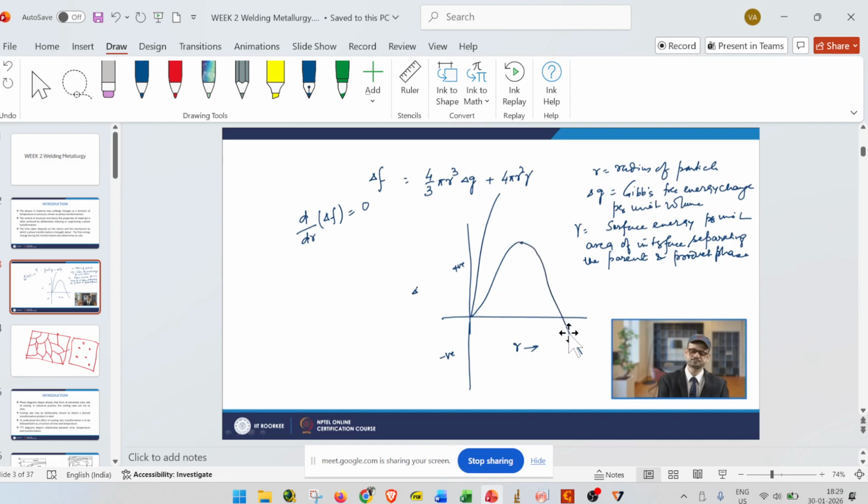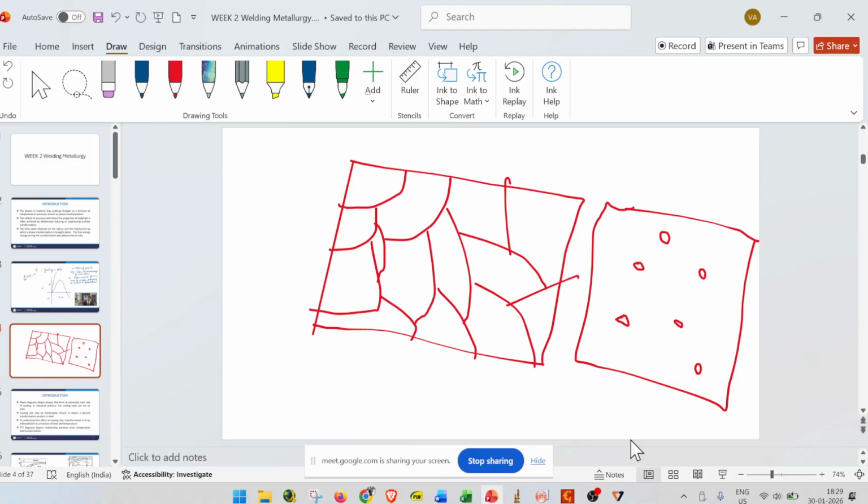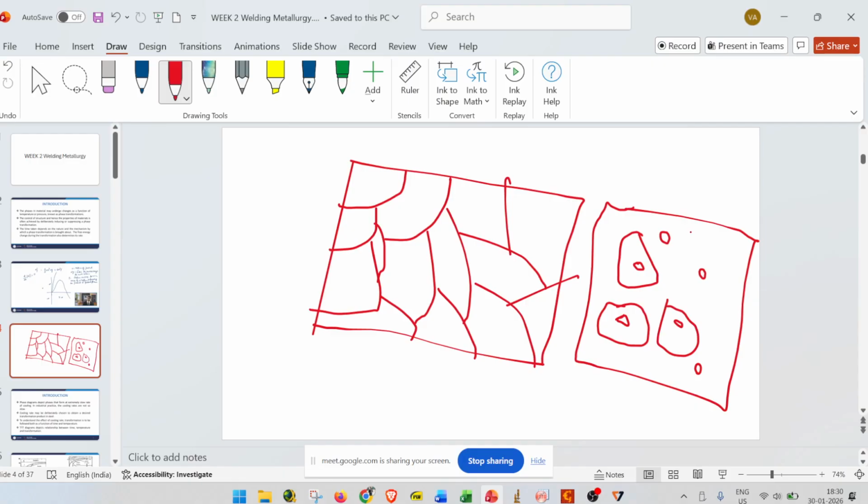Once it has crossed this critical radius, only then will the nucleation start and growth of the grains happen. Okay, once the temperature is going down and down, these nucleation regions will start growing, and form the microstructure which we can see here.